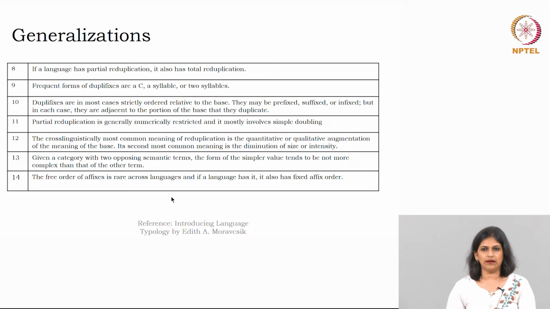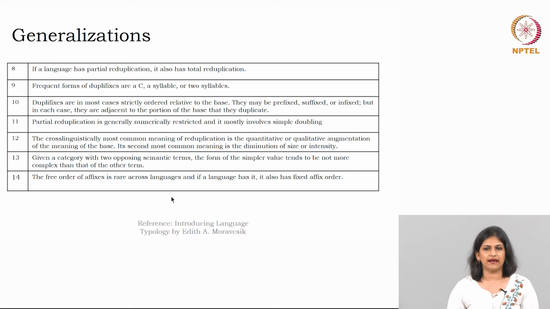So what is the bare minimum feature? The bare minimum feature is partial reduplication. The other way around may not work, but at least if the partial one is there, the full will definitely be there. However, in some cases the total and partial reduplications are indistinguishable.